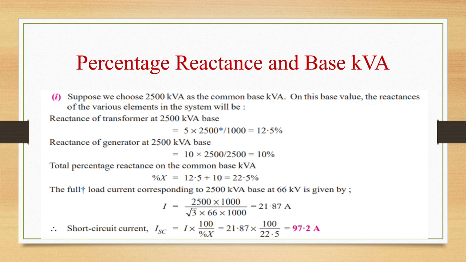Suppose we choose 2500 kVA as the common base kVA. On this base value, the reactance of the transformer at 2500 kVA base, putting it in the formula, is 5 into 2500 by 1000, which is 12.5%. The reactance of the generator at 2500 kVA base is 10 into 2500 by 2500, which is 10%.